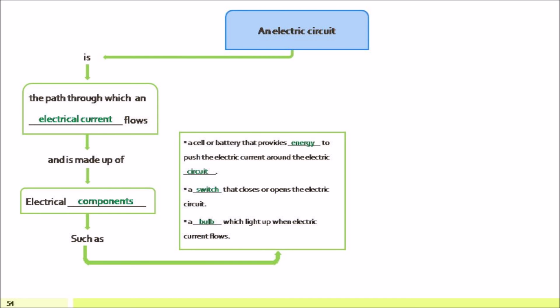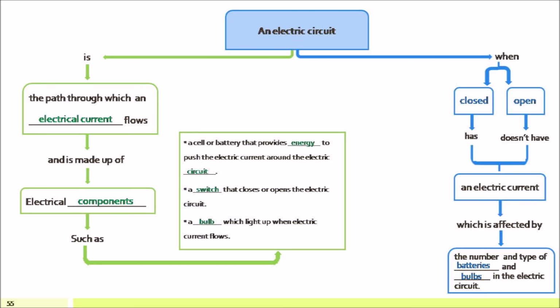This diagram here is going to summarize everything that you've learned so far about an electric circuit. It is, follow along the green arrows, please, the path through which an electrical current flows and is made up of electrical components, such as a cell or battery that provides energy to push the electric current around the electric circuit, a switch that closes or opens the electric circuit, and a bulb which lights up when electric current flows.